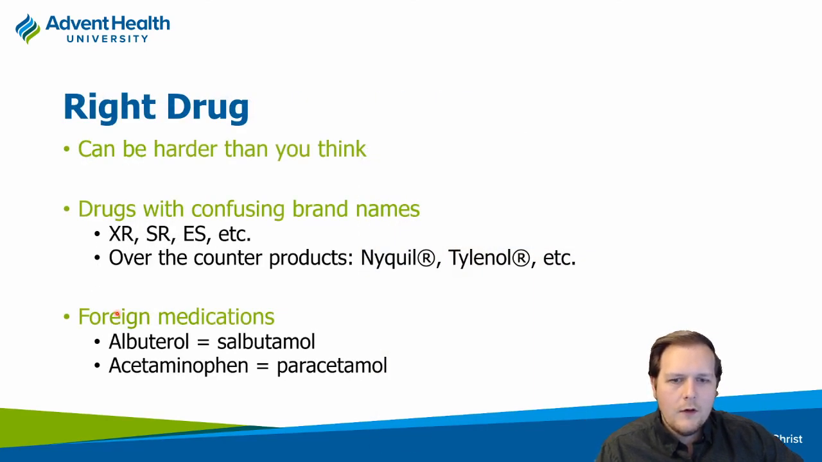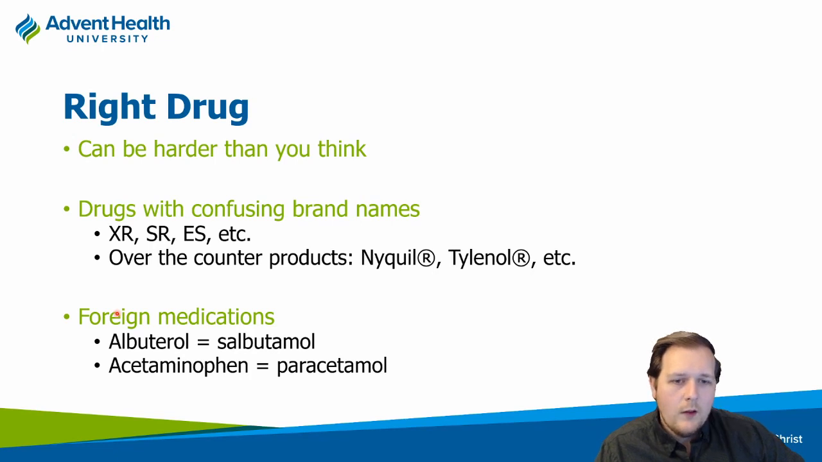So with the right drug, there's a lot of confusion with things like brand names. You can have the same drug that is an XR product versus SR versus ES, and it can be difficult to know which one you're dealing with, especially when you're trying to get history from a patient, and they don't even know the difference themselves, right? They just say, okay, I take this drug. You're like, well, is it XR or SR? Because it actually matters, because one's once a day, one's twice a day, and they're like, I don't know, just take the drug. That can be problematic, right?